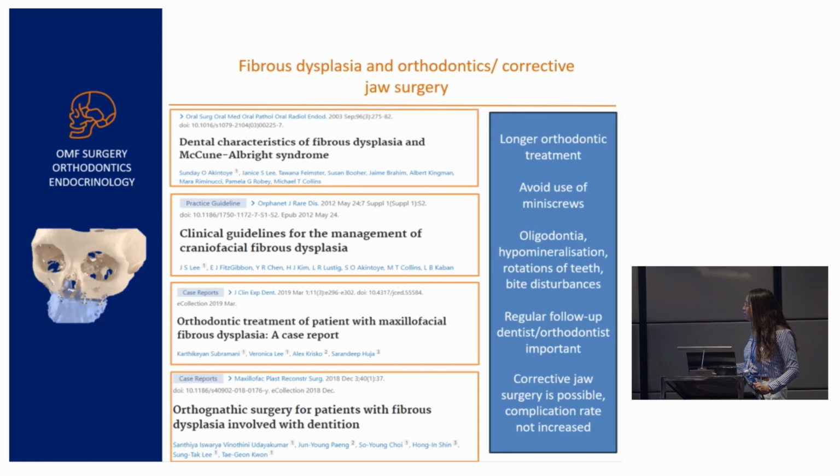Patients with fibrodysplasia sometimes also have oligodontia. That means that they miss teeth. They can have problems with the development of teeth, so they can be hypomineralized. There can be rotations of teeth, so that's a malpositioning of the teeth. They can have bite disturbances.